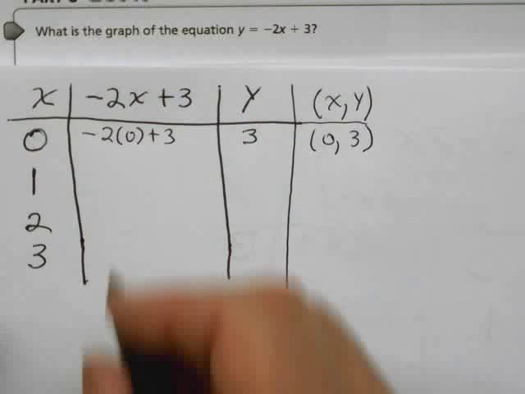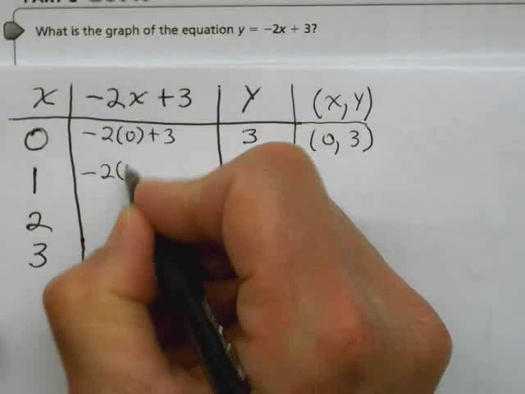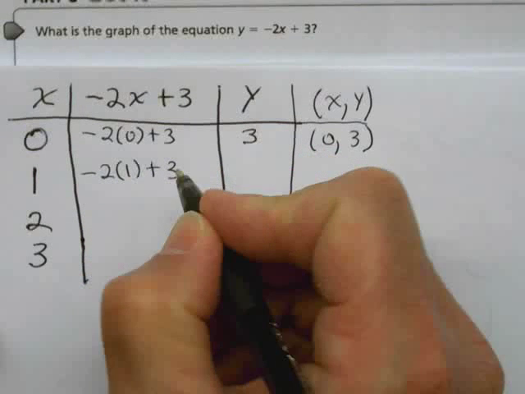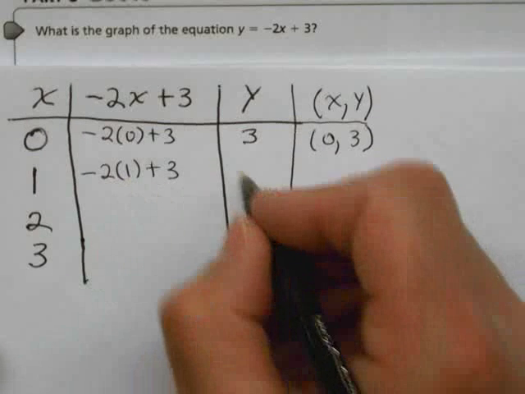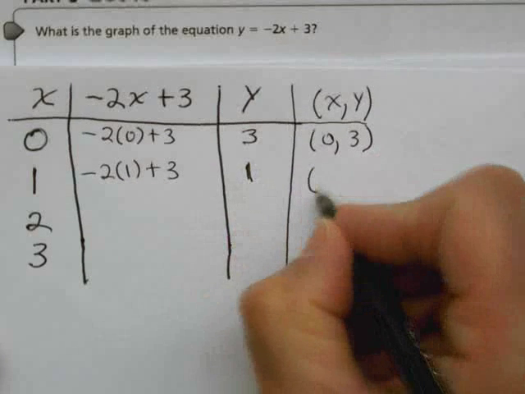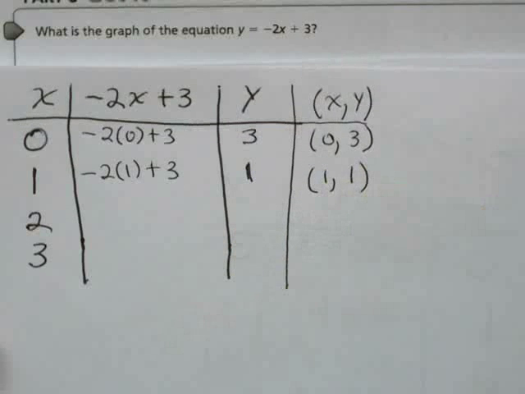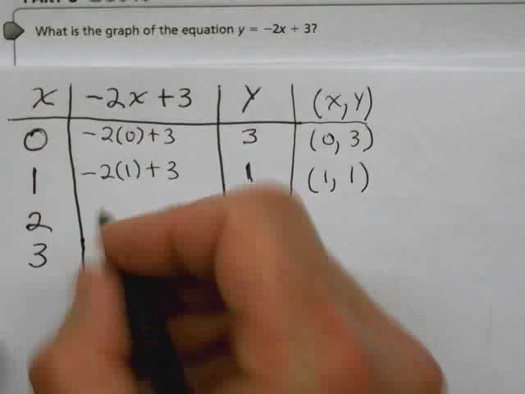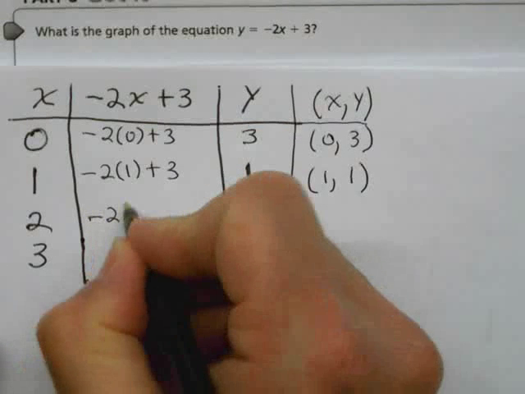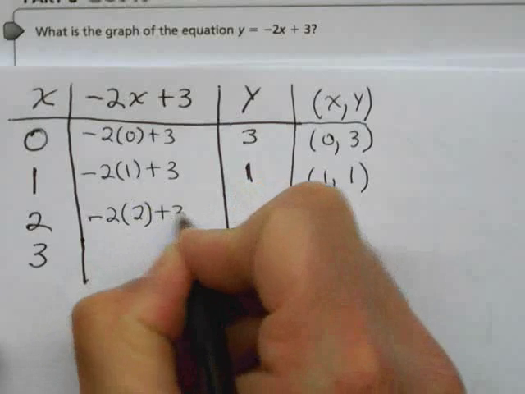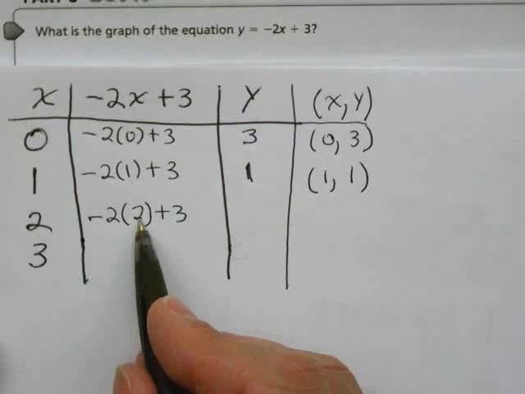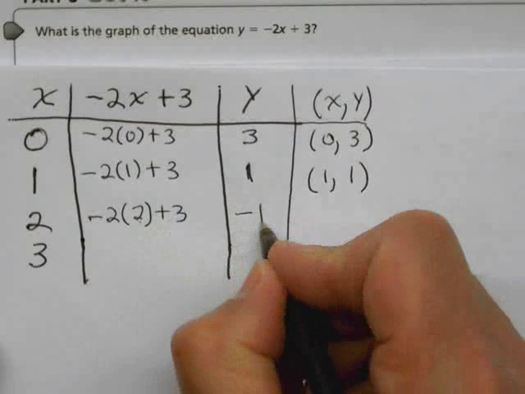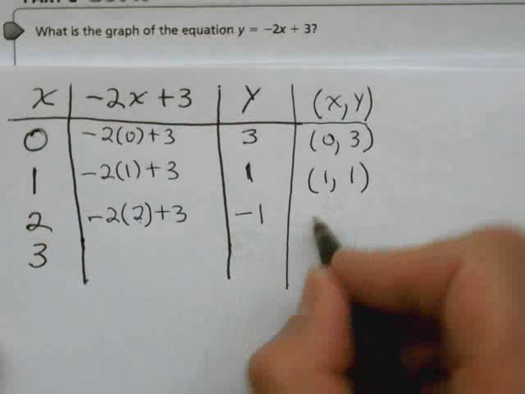All right, what if x were to be 1? Well, negative 2 multiplied by 1 plus 3. Negative 2 multiplied by 1 is negative 2, plus 3 would be 1. So I know that when x is 1, y is 1. All right, let's just keep on moving down the line here. If I were to say that x is 2, negative 2 multiplied by 2 plus 3, negative 2 multiplied by 2 is negative 4. Negative 4 plus 3 would be negative 1. When x is 2, y is negative 1.